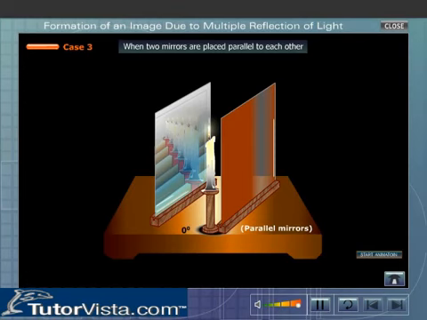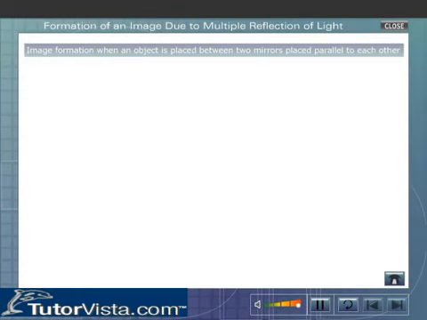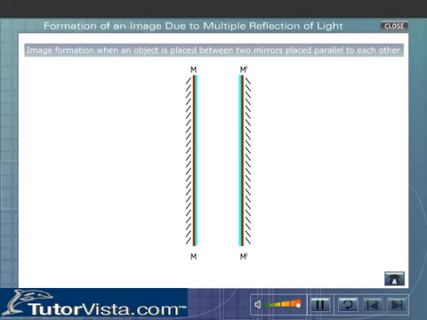When two mirrors are placed parallel to each other, infinite images are formed. Image formation when an object is placed between two mirrors placed parallel to each other. Let MM and M' be placed parallel to each other. Place an object O in between the mirrors.